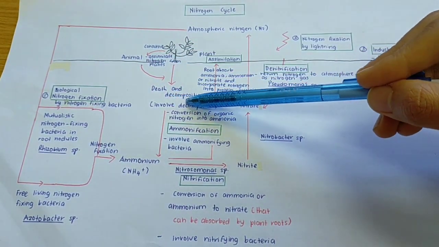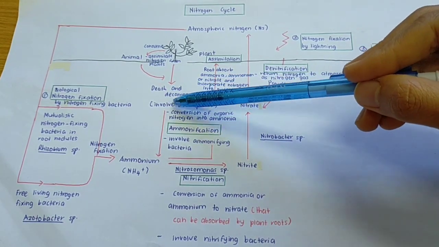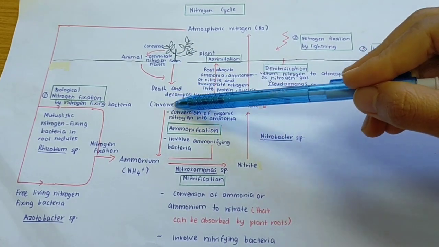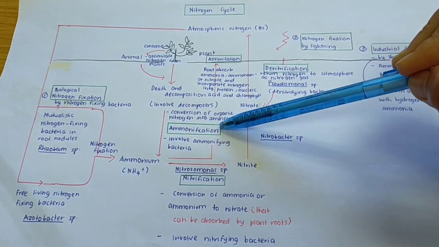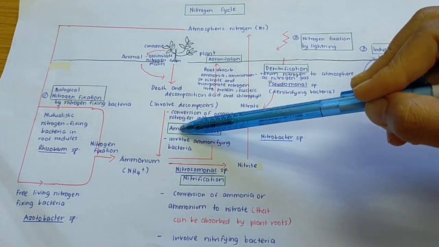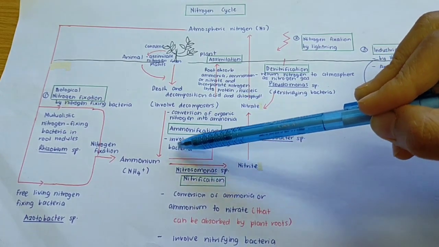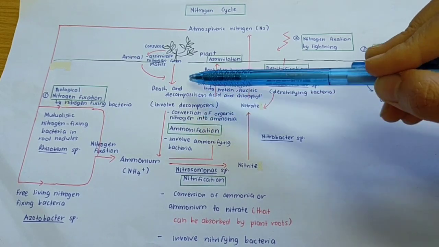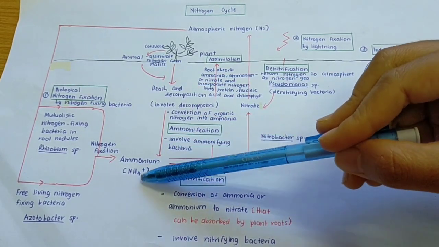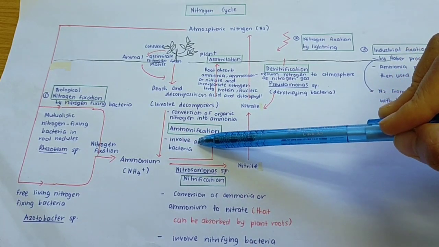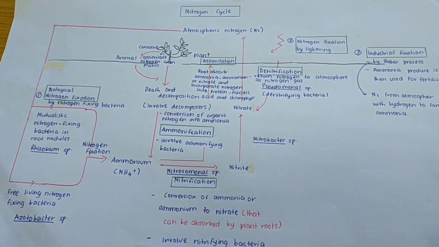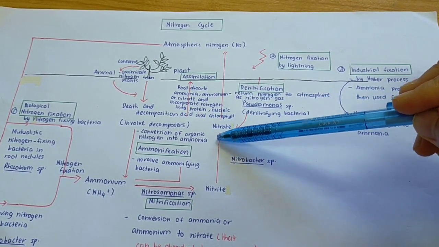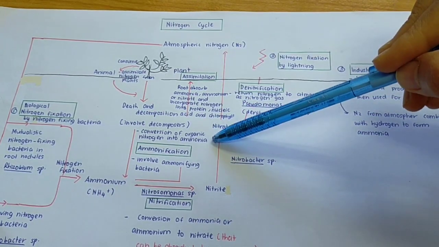So it will undergo decomposition, which will involve decomposers. And then the organic nitrogen inside of this dead organism also can be converted into ammonia. So this process we call ammonification. So remember, if it involves decomposers, it can convert the organic nitrogen into ammonia, or ammonium. So this process we call ammonification.